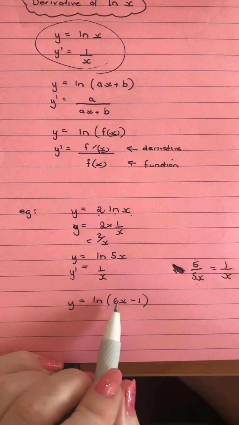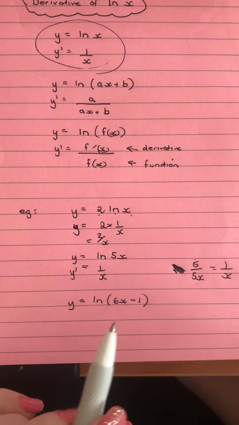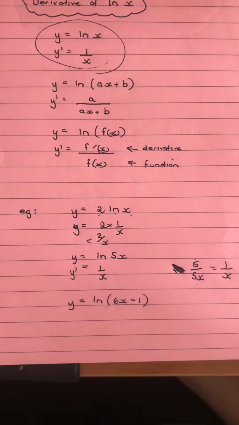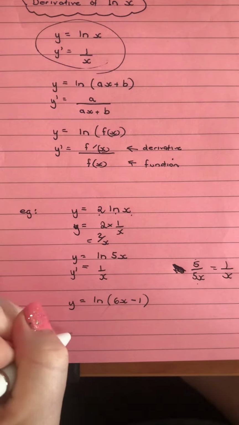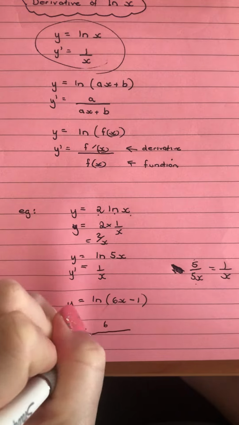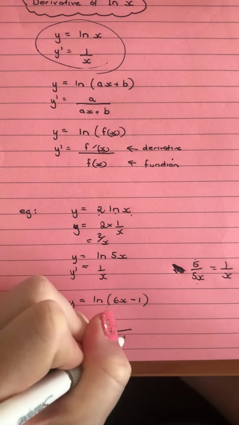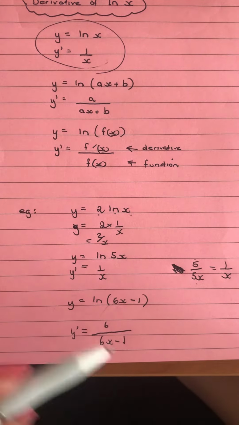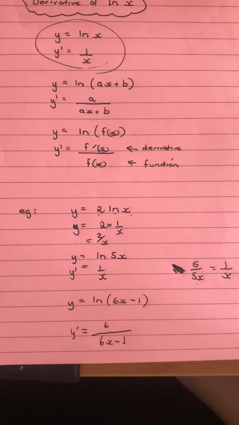Here we've got ln of 6x minus 1. So obviously a little bit different from just the 5x. We can't go straight to the 1 on x. What we'll have to do is write our 6 on the top, and on the bottom will be 6x minus 1. And because there's that minus 1 there, we can't simplify that any further.